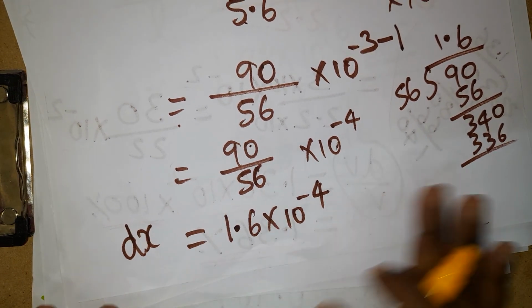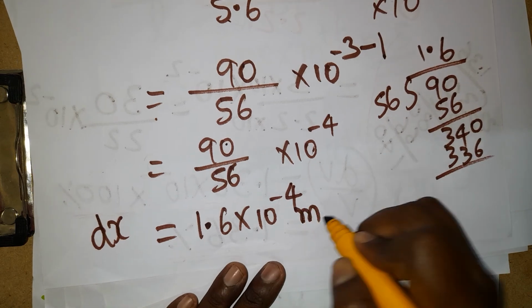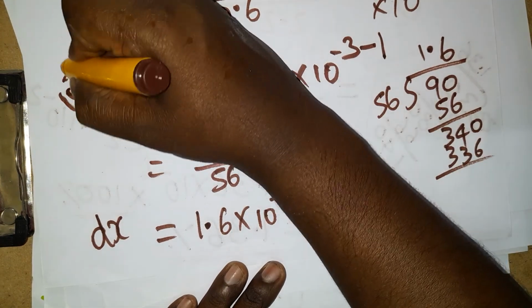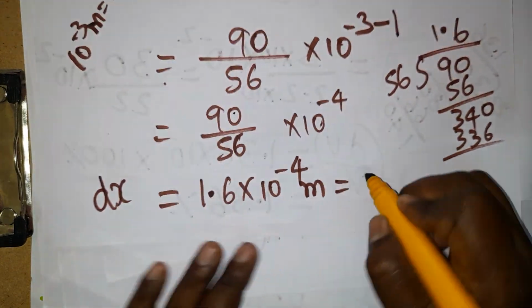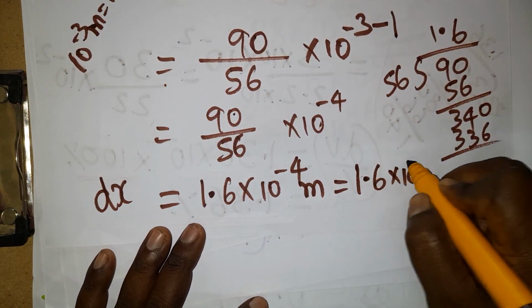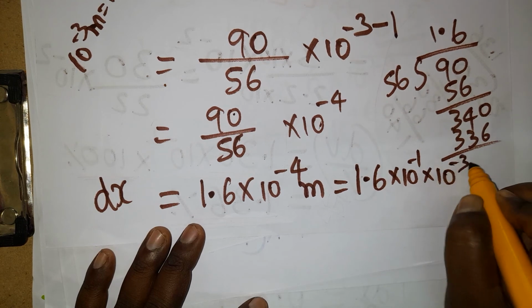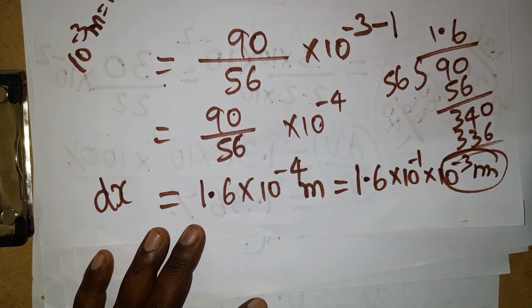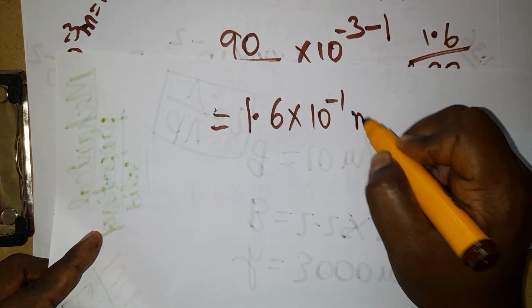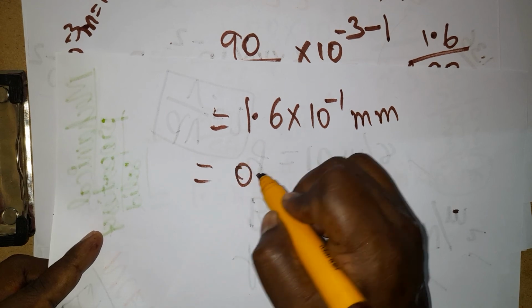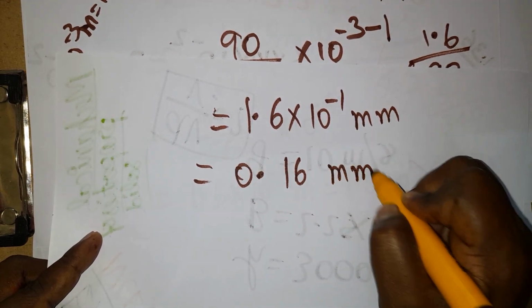The displacement, the block moves, in meter. Already I know 10 power minus 3 meter you can call 1 millimeter. So we'll have 1.6 into 10 power minus 1 into 10 power minus 3 meter. This everything we can call a millimeter. So 1.6 into 10 power minus 1 millimeter. So finally we'll have 0.16 millimeter as the displacement.